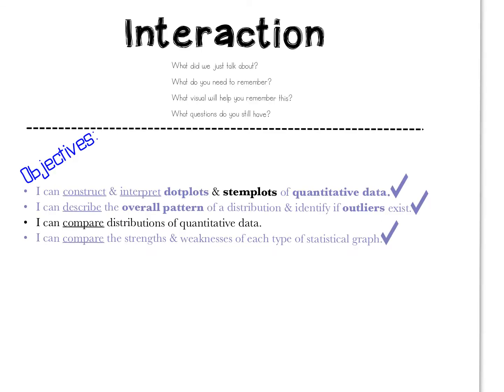Alright, so we just covered a bunch of objectives. So we talked about dot plots. You can construct and interpret. We talked about the overall pattern and looking for outliers, and then we talked about the strengths and weaknesses of a dot plot. So go ahead and pause the video and in your notes have an interaction.